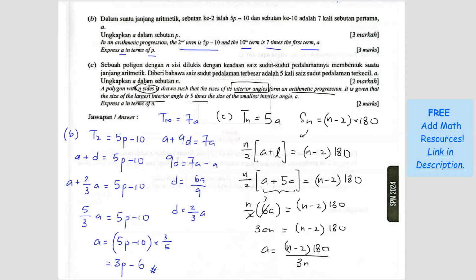Okay, so the 3 and the 180 you can simplify. 180 divided by 3 is 60. So we get 60 times n minus 2 over n. So this is your answer. If you want to expand, you can as well. It's up to you, but I'll leave it like this.